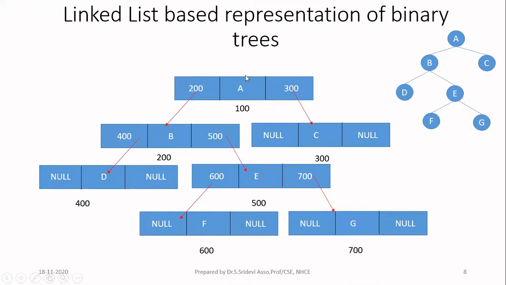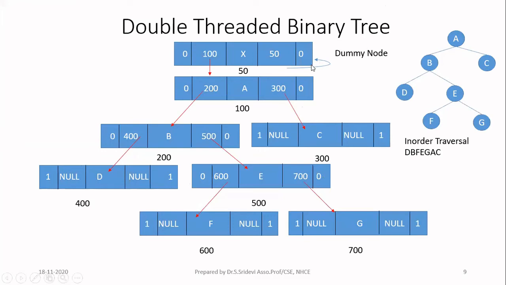For example, if I consider node A, in the left pointer I am going to store the address of its left child, that is node B, which is available at address 200. So I am storing 200 here. If I consider the right pointer of A, the right child of A is C, so I am going to store the address of C, that is 300. Likewise, you will store for all the nodes other than the leaf nodes. In the leaf nodes, both the pointers will be null. Now, this is a normal linked list based representation. Now you have to represent the same using a double threaded binary tree. So let us see how to do that.